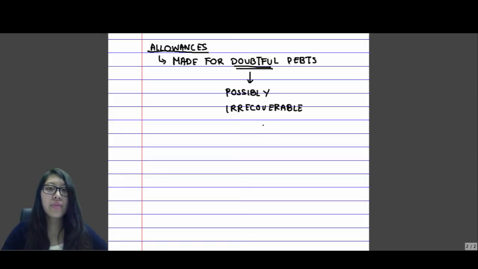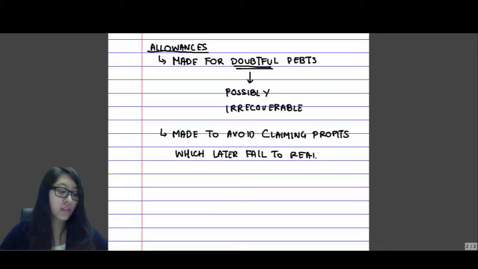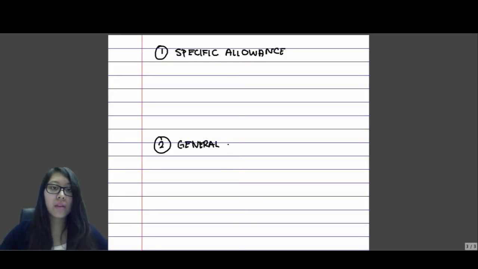Okay, there's a 50-50 chance this customer is going to pay me or not. And again, I repeat, allowances are made to avoid claiming profits which fail to actually become realized later on. This is known as the prudence concept. Now, in the allowances, we have two types. We have a specific allowance and we have the general allowance.